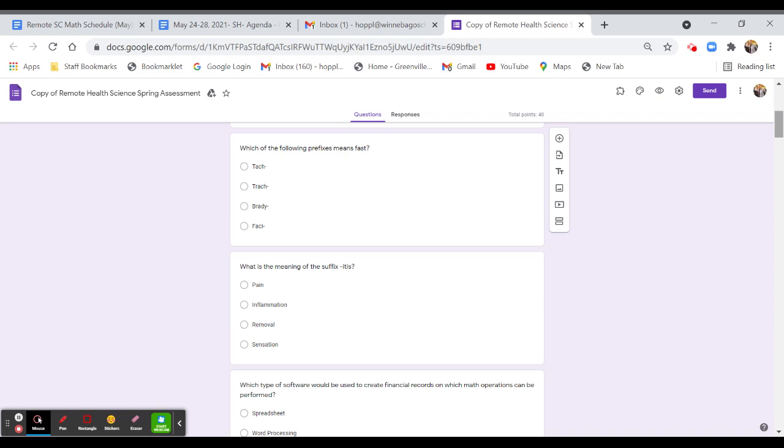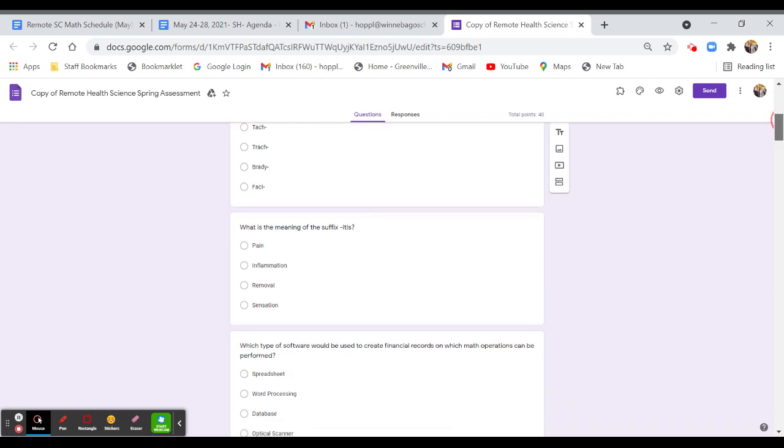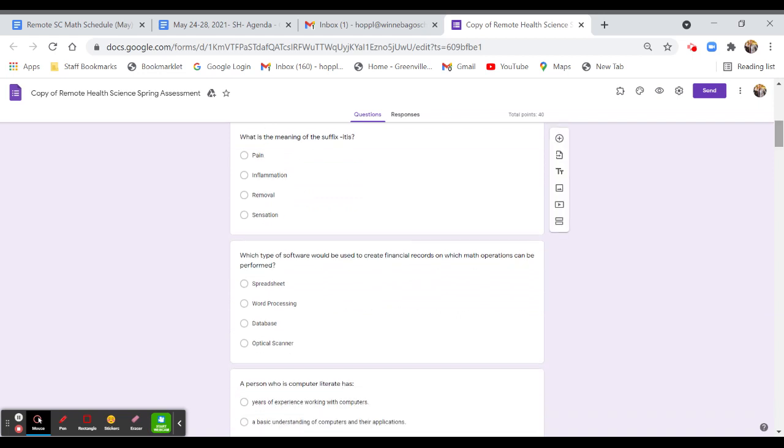Which of the following prefixes means fast? Tach, trach, Brady, or Fassy? What is the meaning of the suffix itis? Pain, inflammation, removal, or sensation?